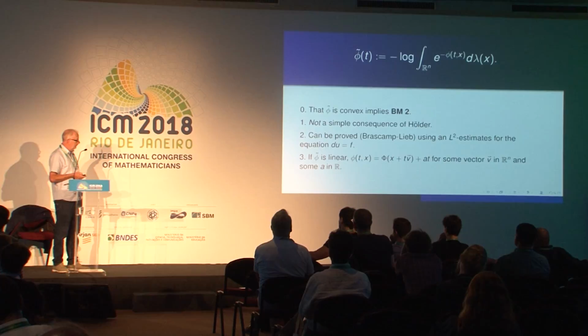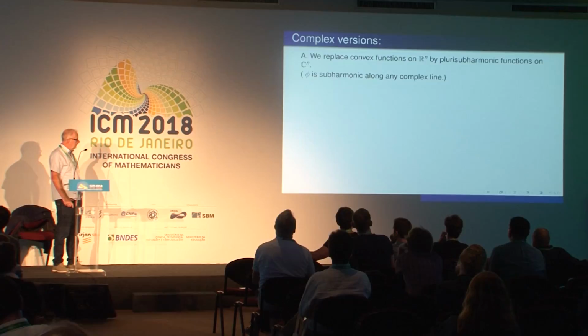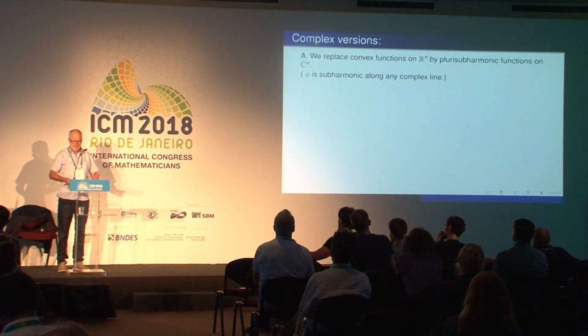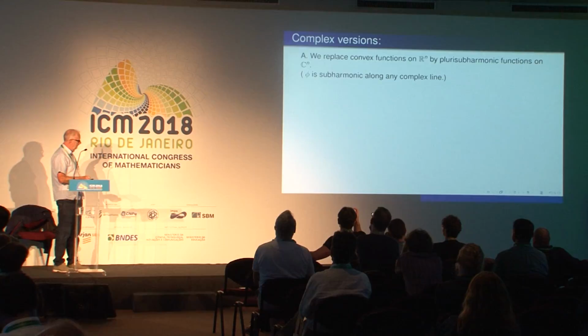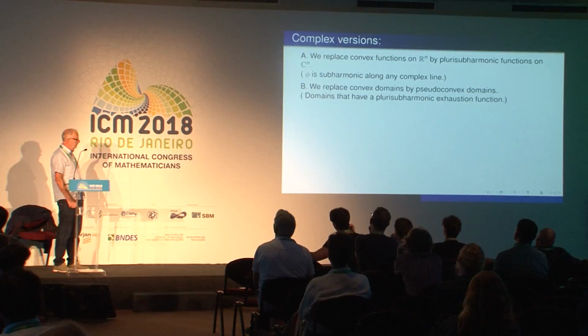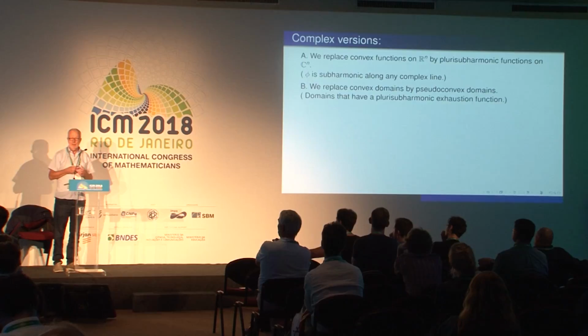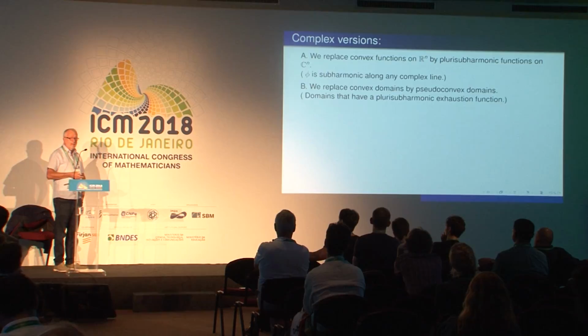So, complex versions. We replace the convex functions by plurisubharmonic functions. A convex function on Rn is a function that is convex on any real line, and a plurisubharmonic function is a function which is subharmonic on any complex line in Cn. And second, we replace the convex domains by pseudo-convex domains. These are domains that have a plurisubharmonic exhaustion function. That means there should exist a plurisubharmonic function in the domain that goes to infinity when you approach the boundary of the domain. That's a notion that includes the convex domains, but it's much more general.